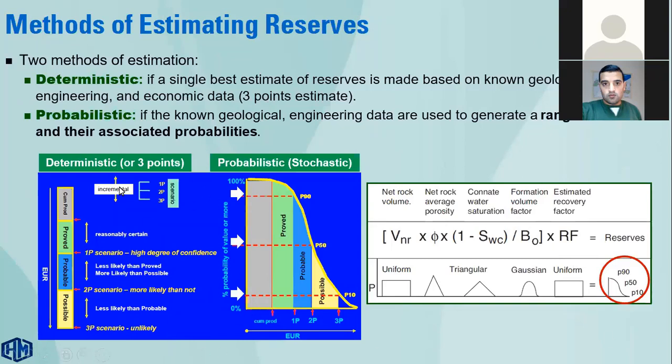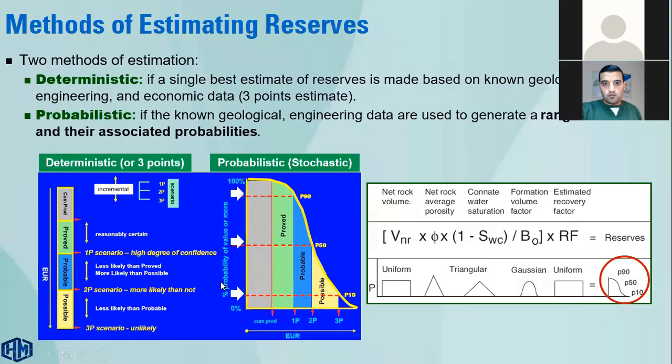The second approach is the probabilistic or stochastic reserve estimation technique. In this technique, we have a range of the input parameter with the corresponding probabilities. Simply, in deterministic, we have Q production, which is measured, and then at 1P scenario, we have proved reserve, 2P scenario, proved plus probable, and 3P scenario is proved plus probable plus possible reserve. And at this point, we have EUR, estimated ultimate recovery.